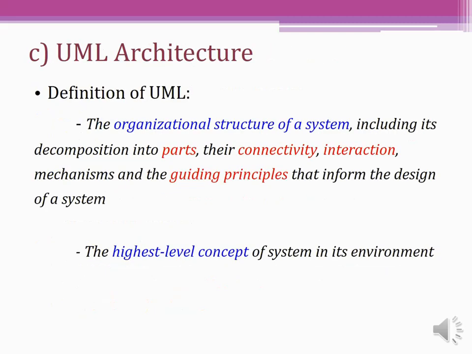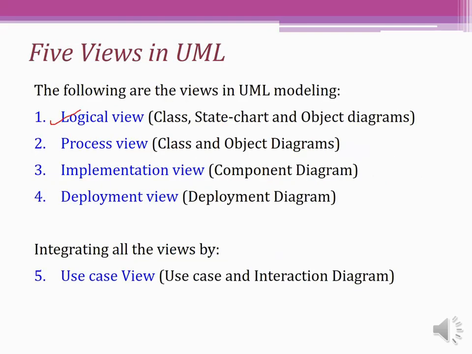UML architecture provides different views of a software system so that developers can understand it from multiple perspectives. The five important views are logical view, which focuses on classes and objects, process view, which represents processes and threads, implementation view, which describes the software components, deployment view, which shows how software is deployed on the hardware, and finally use case view, which captures the user requirements and serves as a foundation for all the other above said views. Together, these views help software engineers to build well organized and maintainable software.